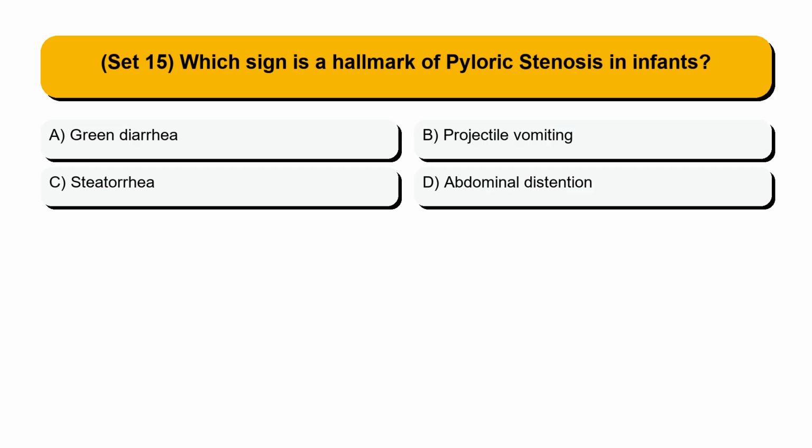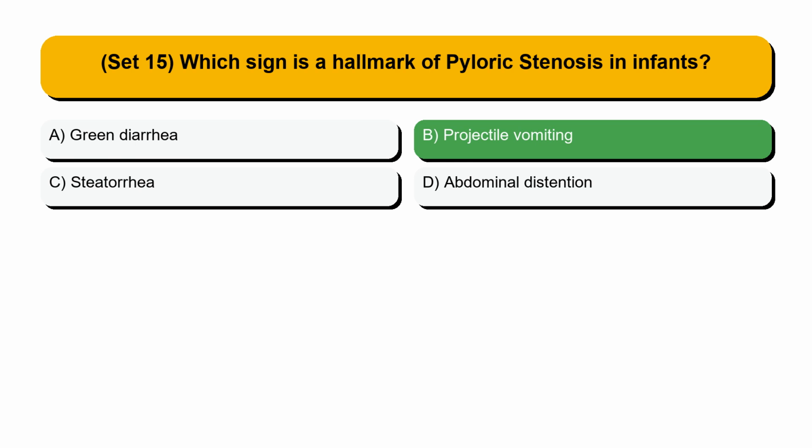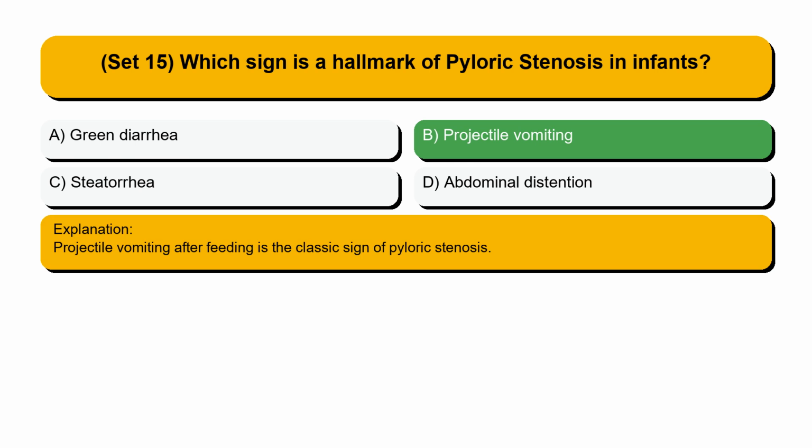Question 15. Set 15. Which sign is a hallmark of pyloric stenosis in infants? Option A, green diarrhea. Option B, projectile vomiting. Option C, steatorrhea. Option D, abdominal distension. The correct answer is option B, projectile vomiting. Projectile vomiting after feeding is the classic sign of pyloric stenosis.